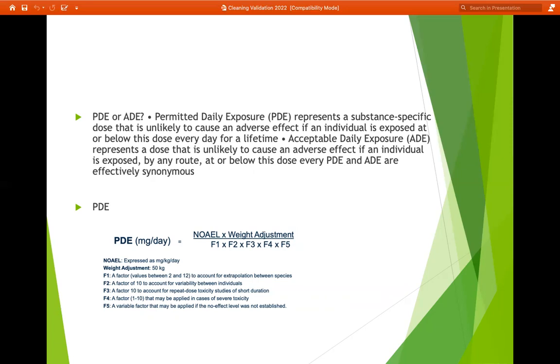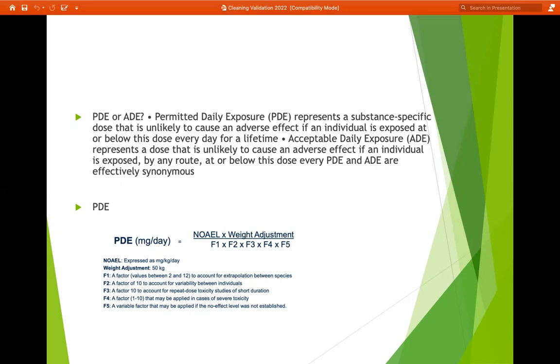So PDE and ADE are synonymous and you can use them, but understand this has to be done if your product is new and you are doing clinical and toxicology for this product. Only then can you establish these factors, because below you can see F1, F2, F3, F4, and F5. These are various variables which you have to consider for establishing the PDE and ADE limit.